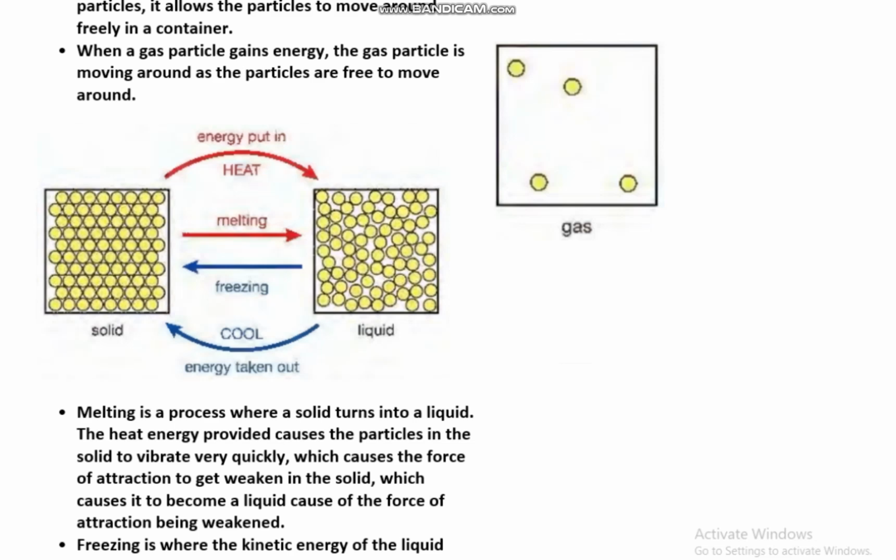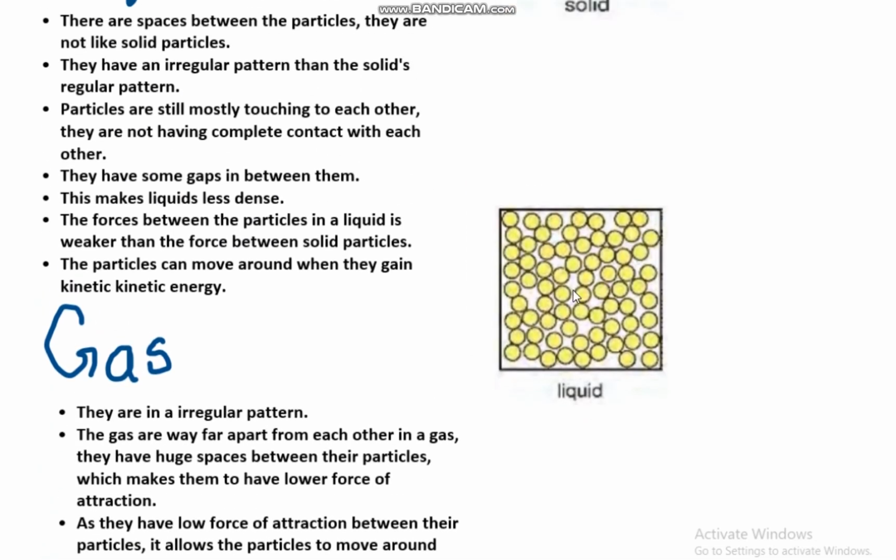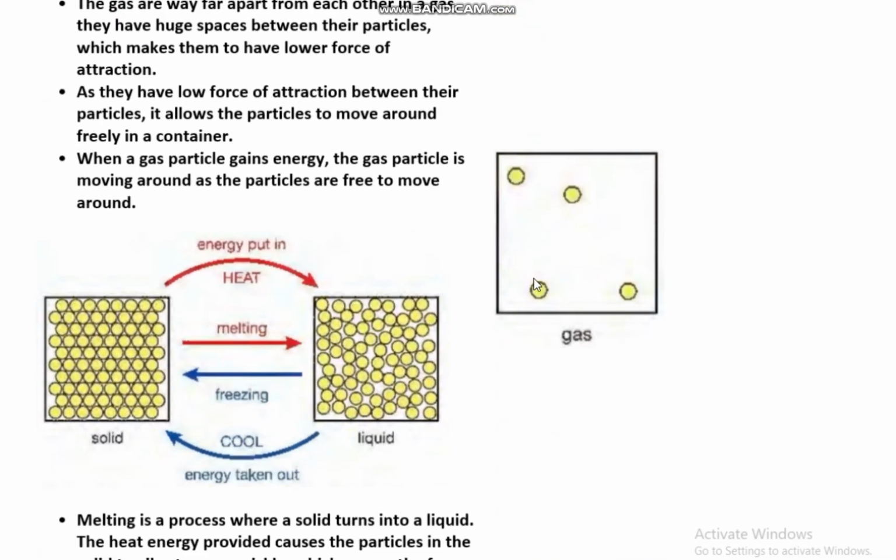The forces of attraction will become so weakened that they would become like this, that there are little gaps in between them. So when energy is put in, they melt because they vibrate at one position, and they weaken their force of attraction, and they turn into a liquid.